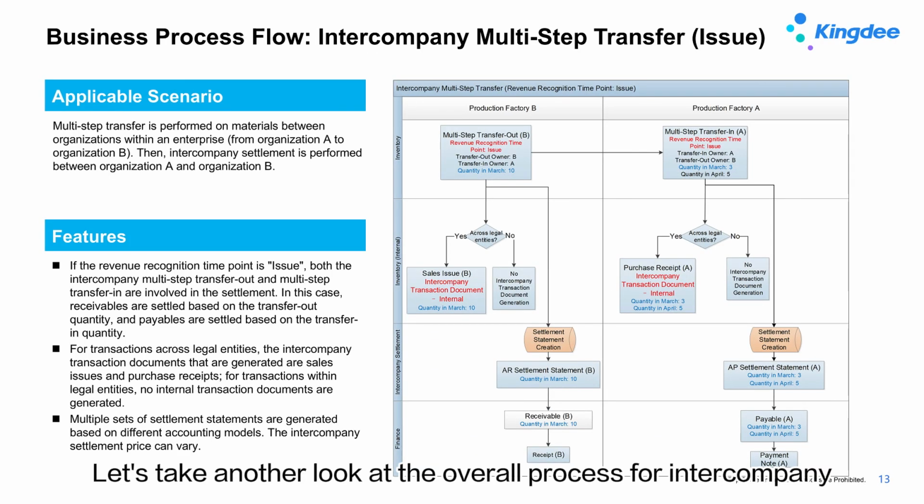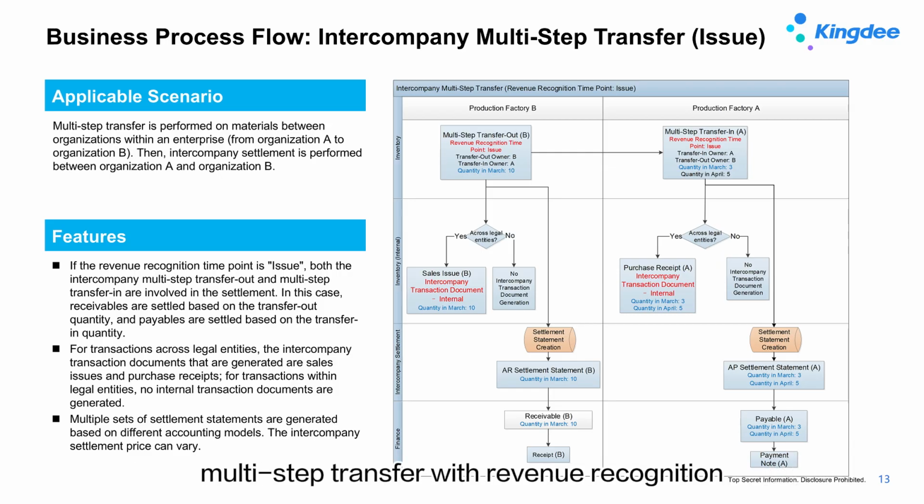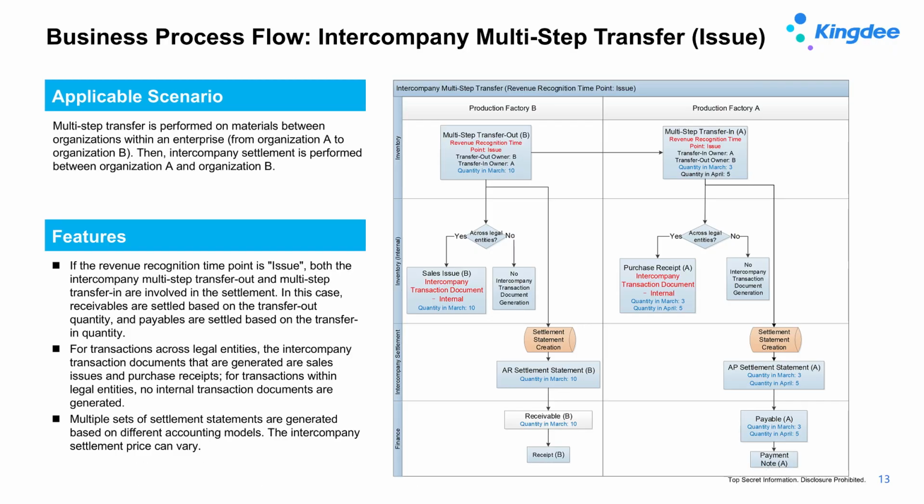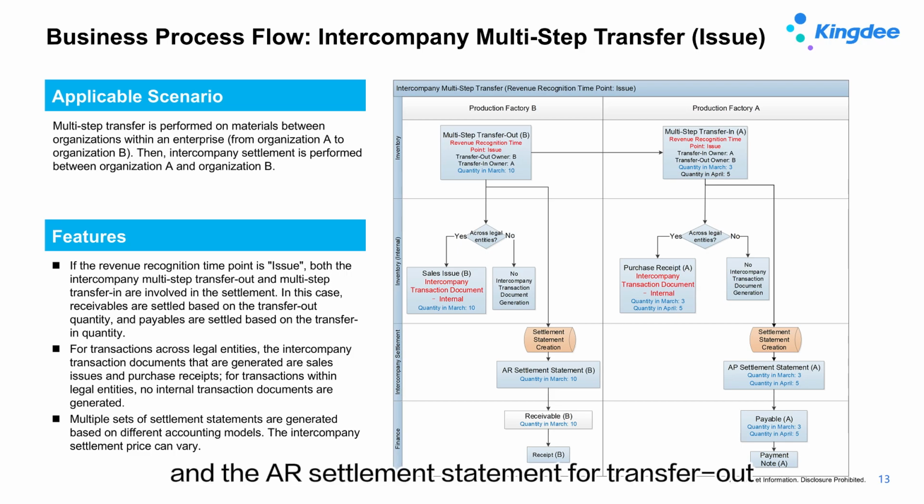Let's take another look at the overall process for intercompany multi-step transfer with revenue recognition at the time point of issue. When the revenue is recognized at the time point of issue, the system generates the intercompany sales goods issue document and the AR settlement statement for transfer out.